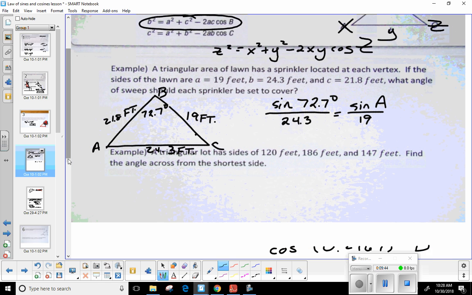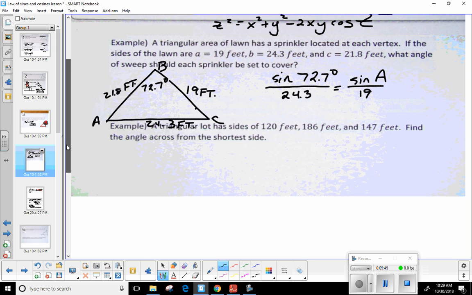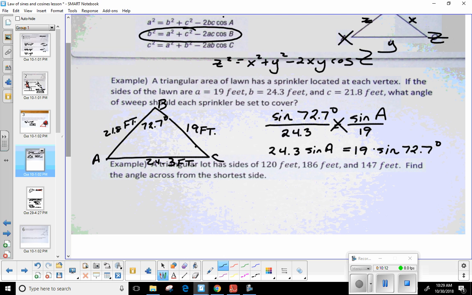And does anybody notice something that I'm also going to have to do here? There you go. Aiden said the inverse. If your ultimate goal is to get an angle measure, you're going to have to take the inverse. Okay, now, up till then, everything's still the same. I'm going to go ahead and cross multiply. So 24.3 times the sine of A is equal to 19 times the sine of 72.7. Divide through by the 24.3. So sine of A is equal to 19 sine of 72.7 all over the 24.3.